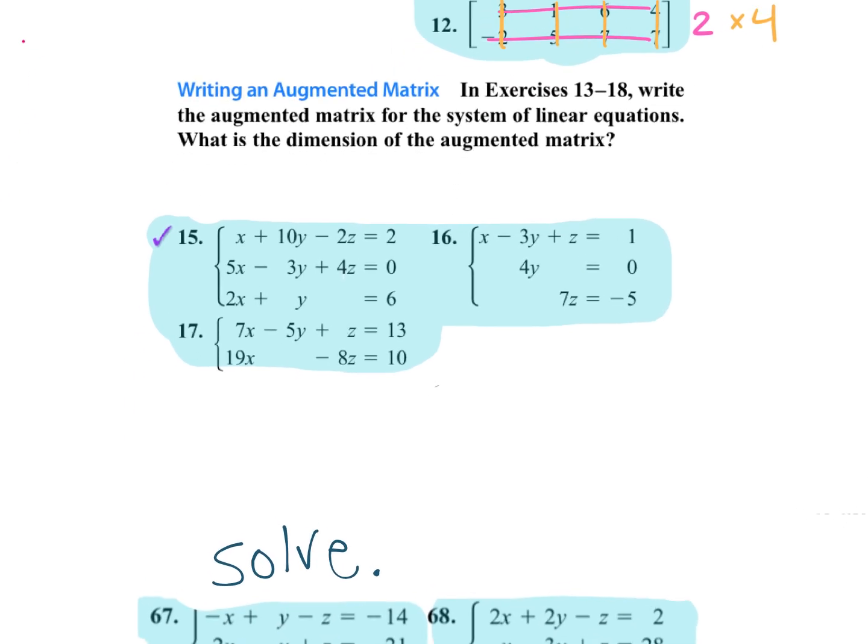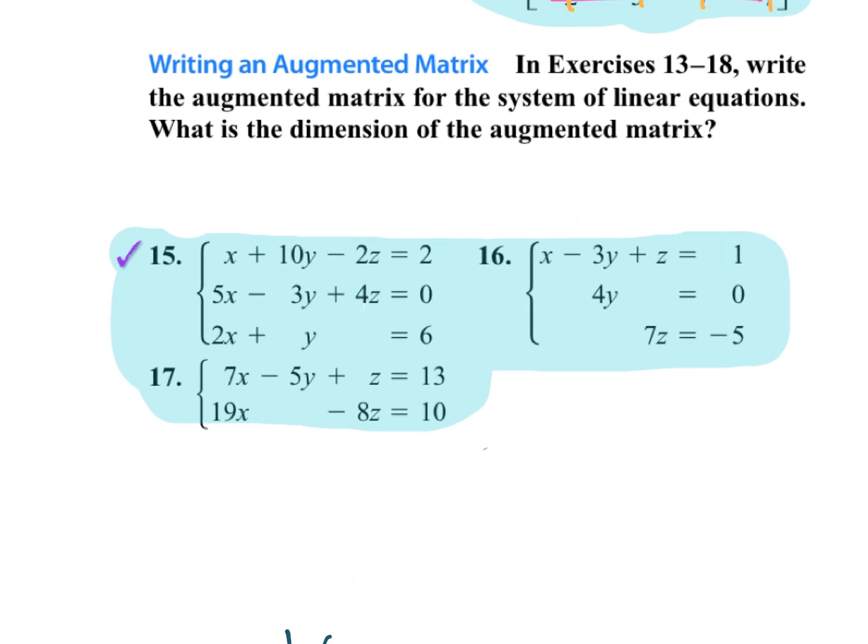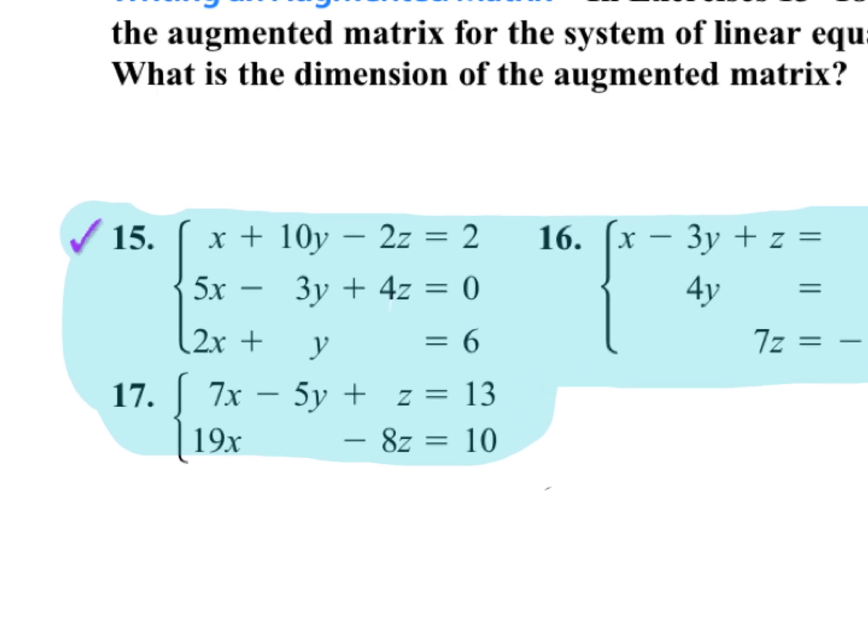All right, for 15, 16, and 17, we're going to write the augmented matrix for the system of linear equations, and what is the dimensions of the augmented matrix. So in 15, I'm going to write my matrix up here. So augmented matrix has the coefficients and the answers. What would the first row for 15 be?